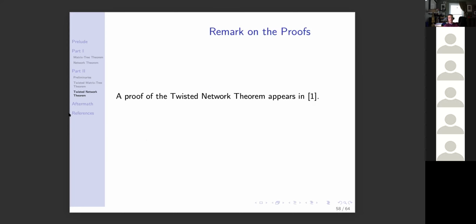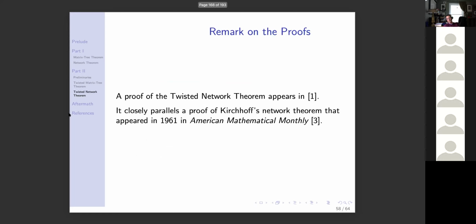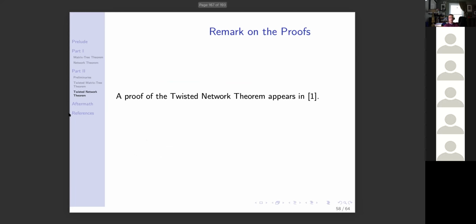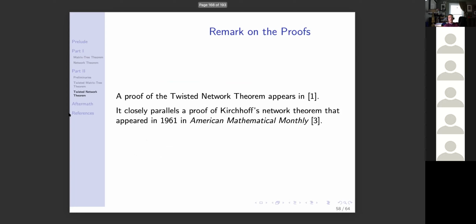Okay, so let me remark about the proofs. A proof of the twisted network theorem, as well as the twisted matrix tree theorem, appears in our paper, which I'm going to give you the reference for at the end. And it closely parallels a proof of Kirchhoff's network theorem that appeared in 1961 in, of all places, the American Mathematical Monthly, which was meant to be read by undergraduates, right? So it's really not a difficult proof, in other words. It's an elementary proof. Our proof is actually also quite elementary.